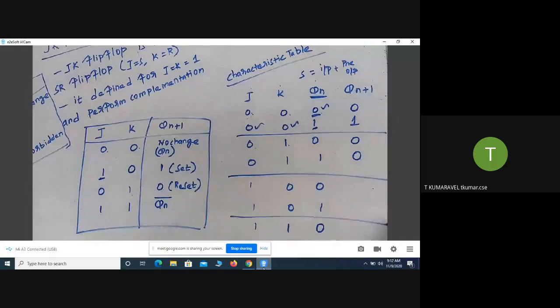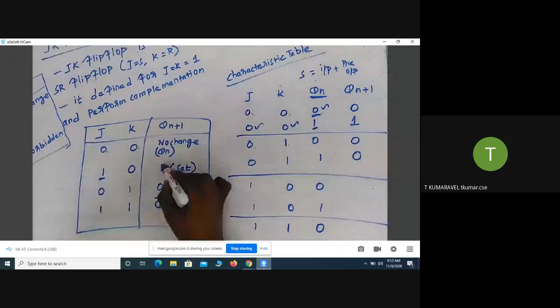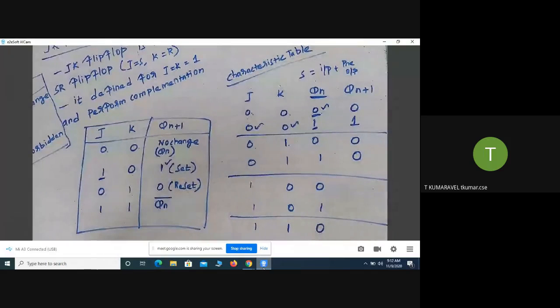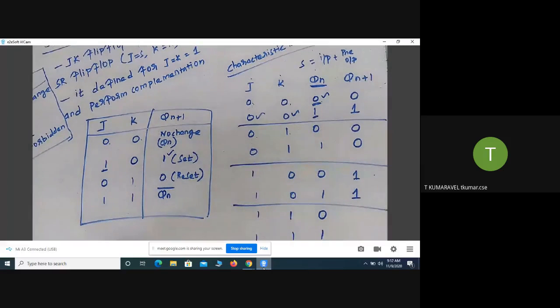Okay. Next. What is the next input combination? 1 0. Look at the table. 1 0 means definitely it produces output equal to 1. So while predicting the output, it does not consider the previous stage output. Then 1 1. Okay, it's okay. Is it okay for you?